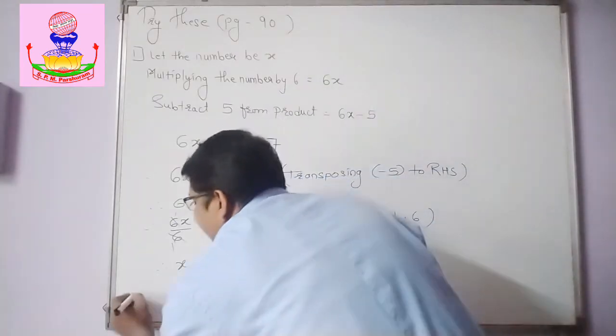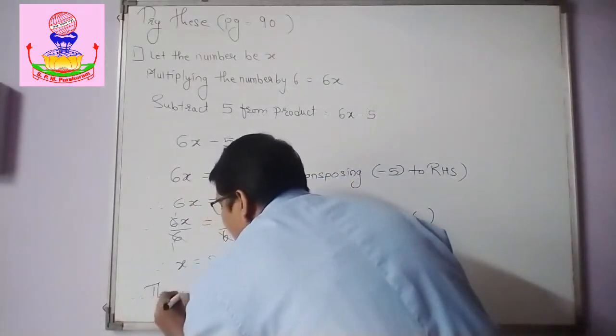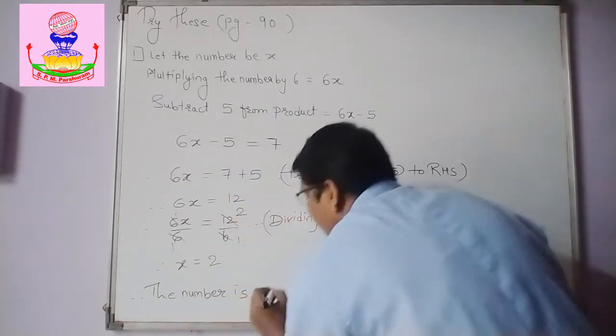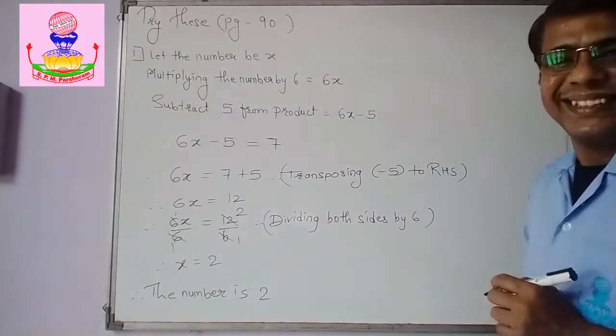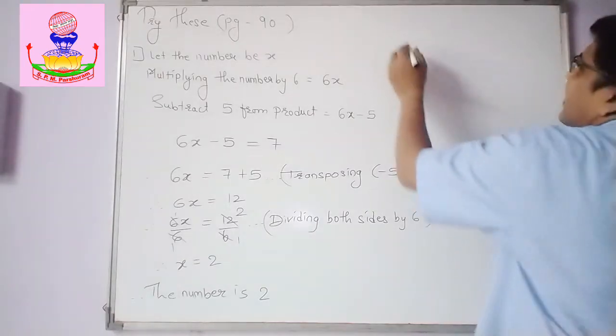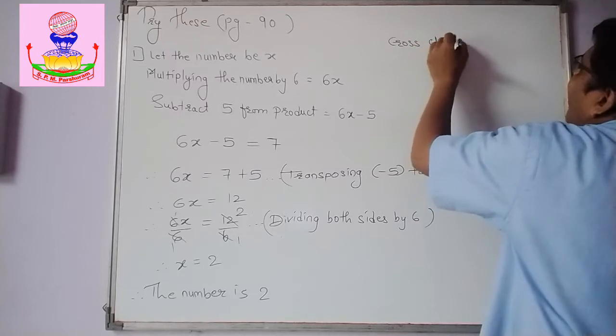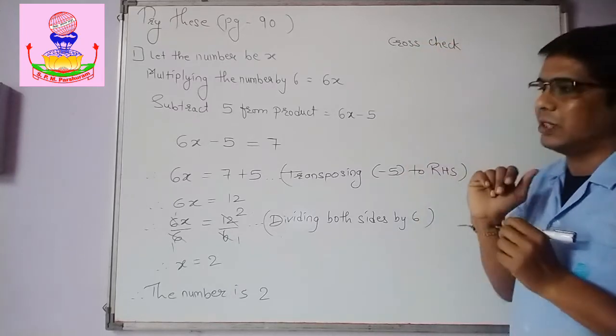Therefore, the number is, final statement. Therefore, the number is 2. Now cross check. How to cross check? This is your rough work, or if it is asked, you can show the cross check.